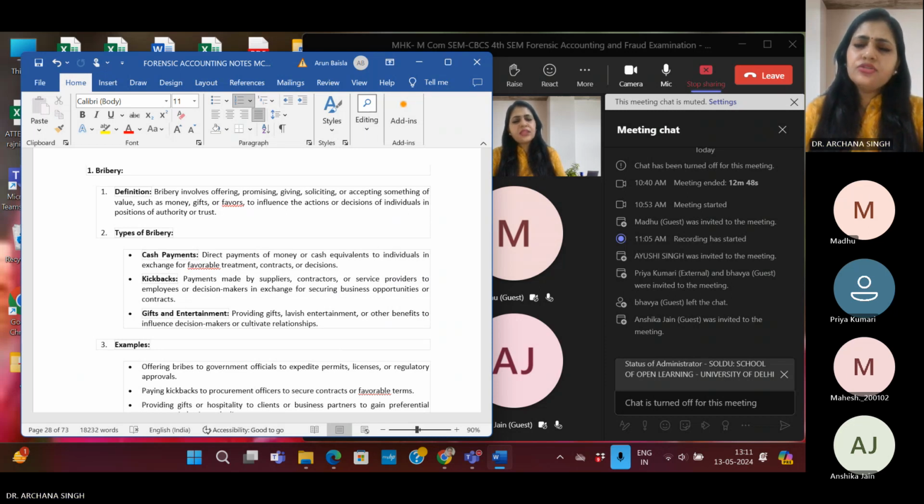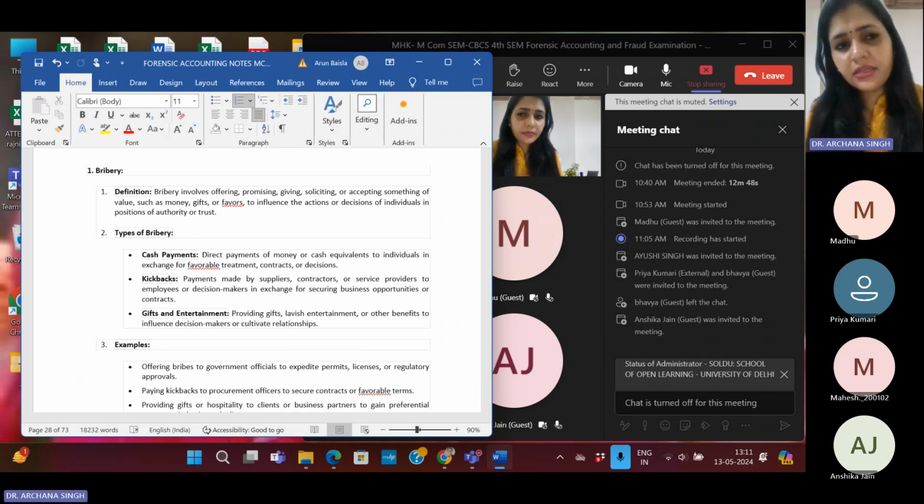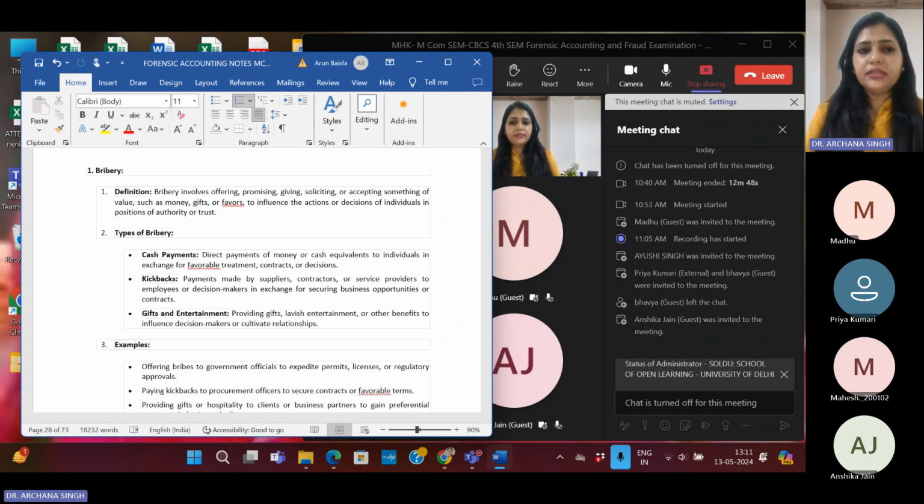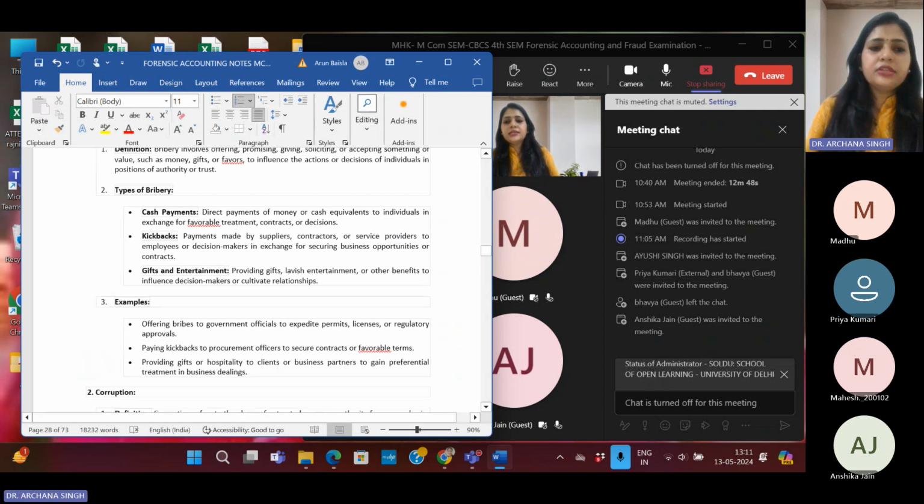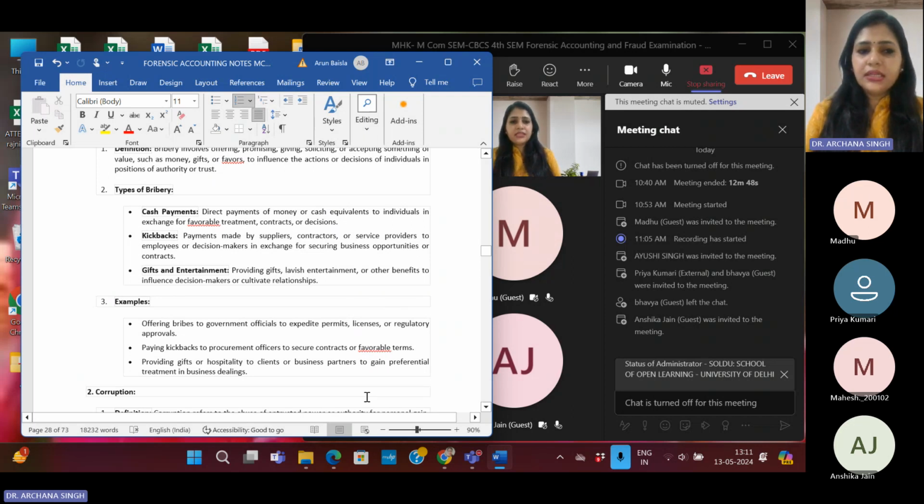So to influence the decisions of the persons holding an important position in the organization, they provide them bribes in the form of cash payments, kickbacks, or gifts and entertainment, and they are doing fraudulent activities. Examples: offering bribes to government officials, paying kickbacks to vendors, providing gifts to clients or business partners to gain preferential treatment in business dealings.